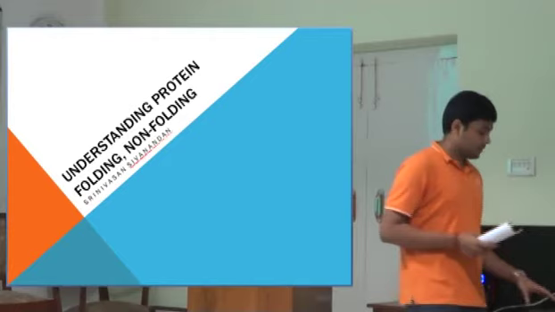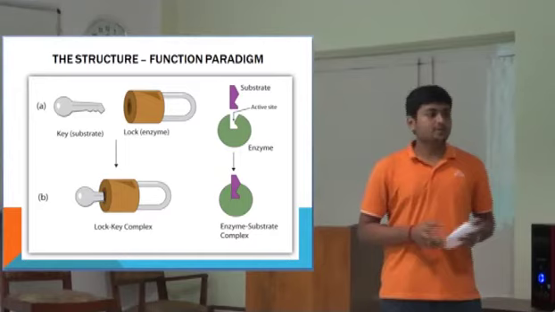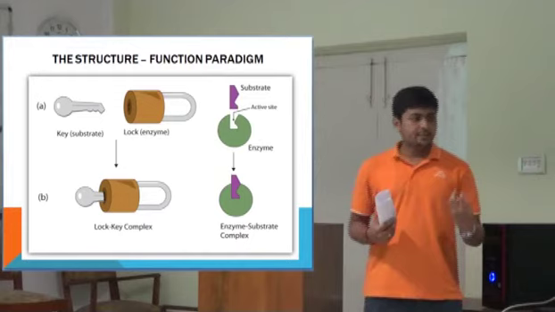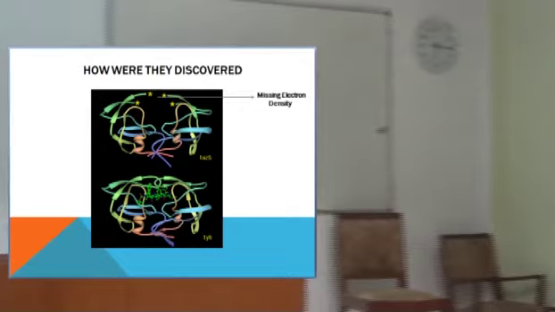This started with the structure-function paradigm. Initially, it was hypothesized that a proper 3D structure is required for proper function of the protein. This was described by the lock and key model, where the substrate acts as a key and the enzyme is a lock, and they fit perfectly so as to have proper function for the enzyme. But in intrinsically disordered proteins, we find that the proteins do not have a proper structure. So how are they formed?